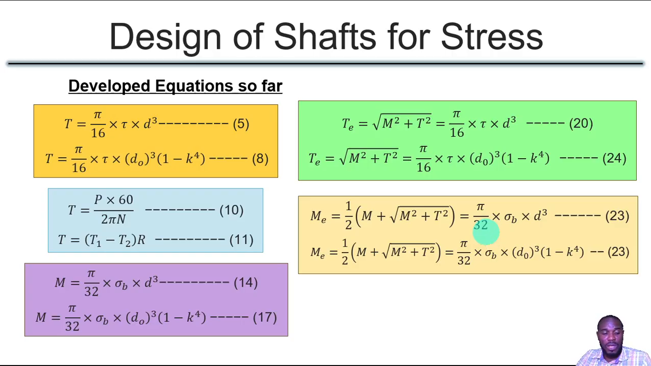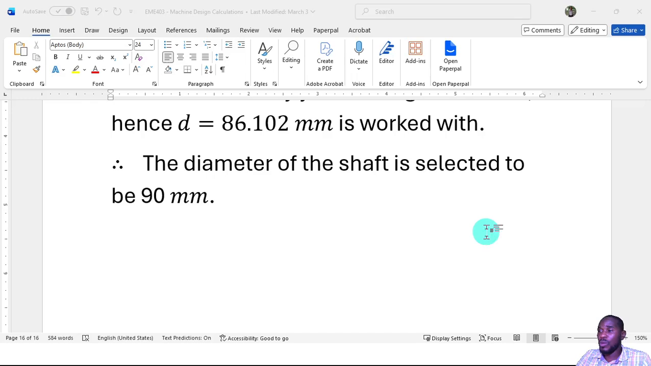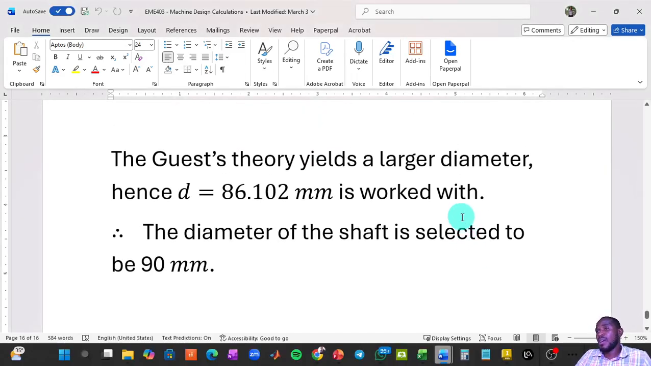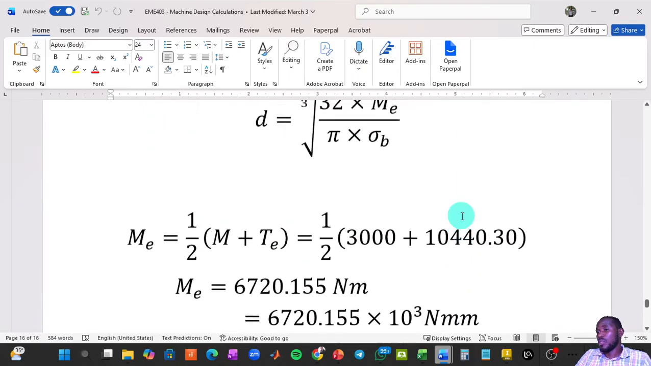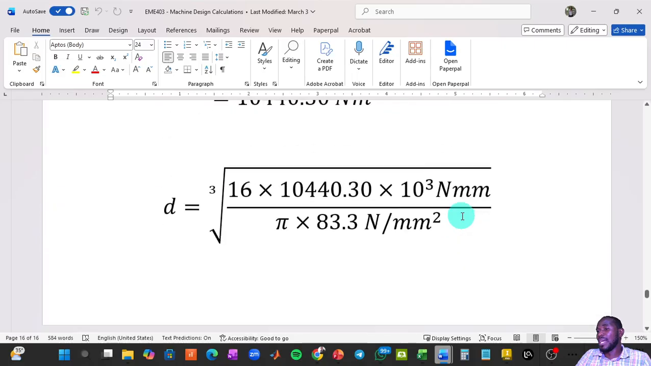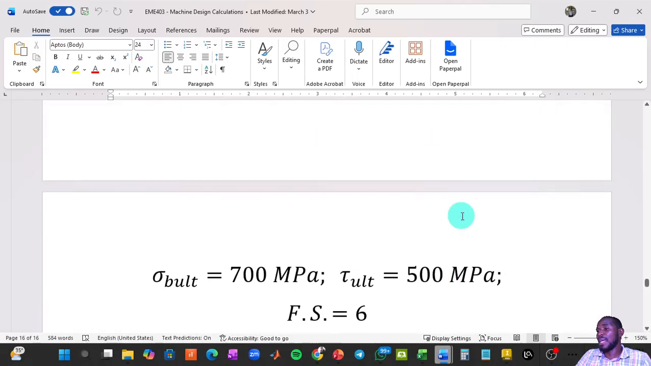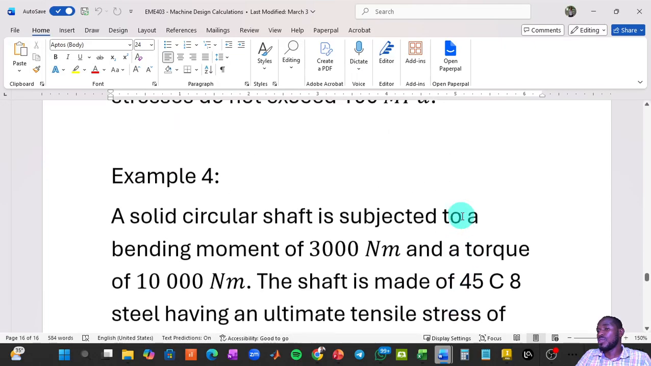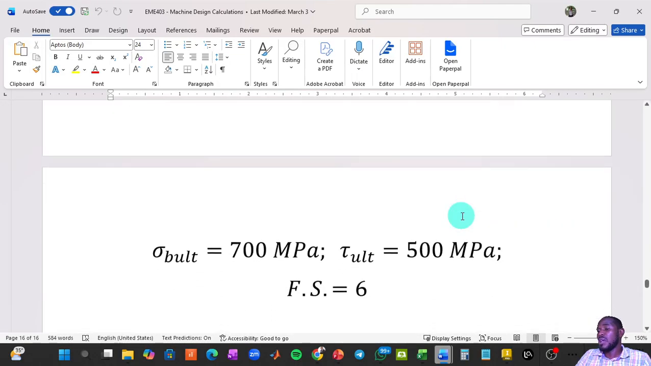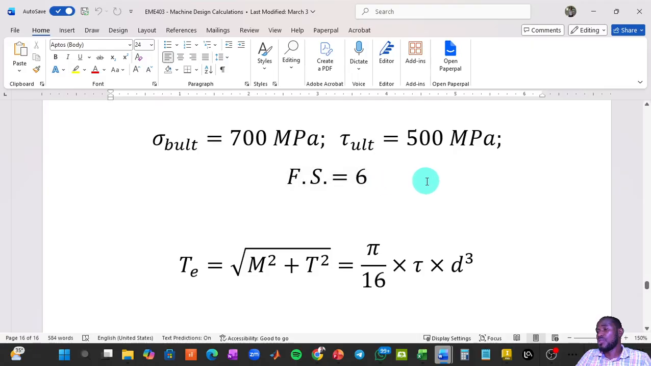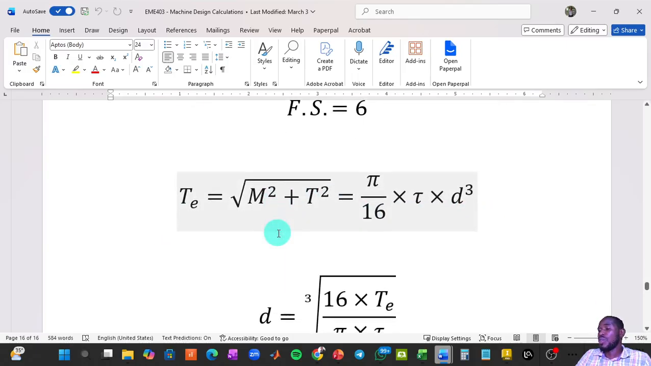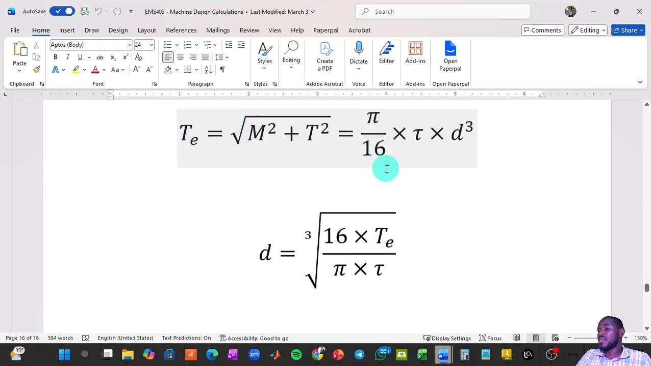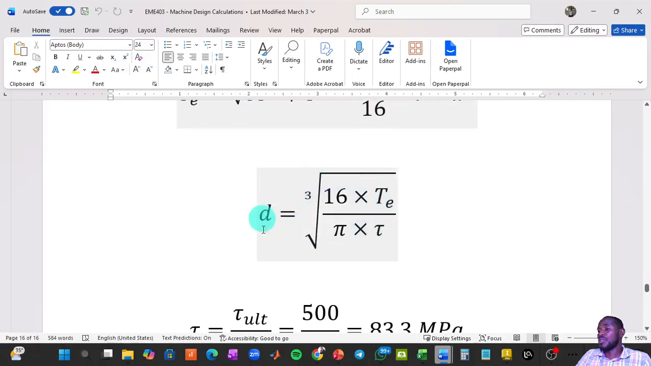So if I go to my calculation sheet in Word, just to reiterate what we did the last time. So this was the example, right? Our values were given straight, so we didn't have so much calculation. So we first applied the maximum shear stress theory. Okay, that's the equation there.